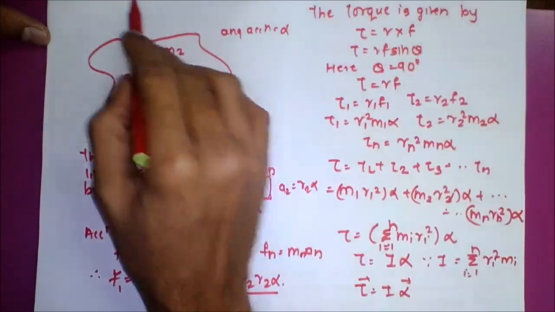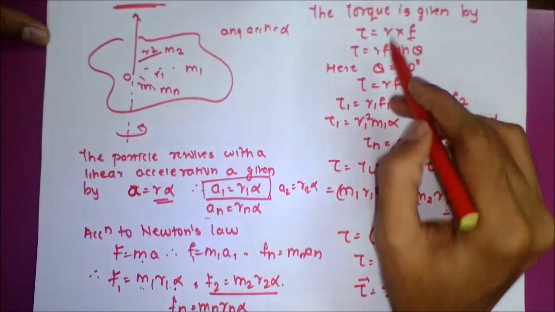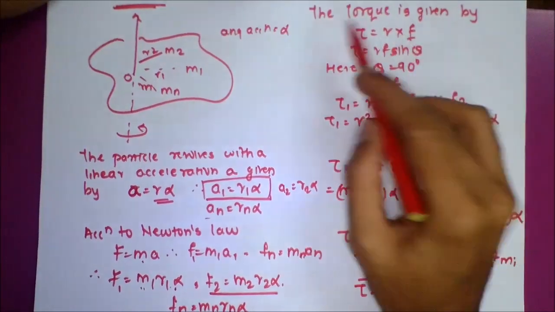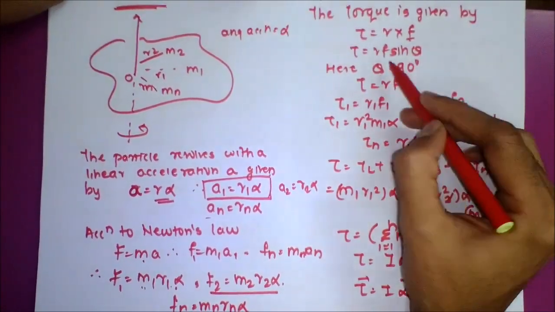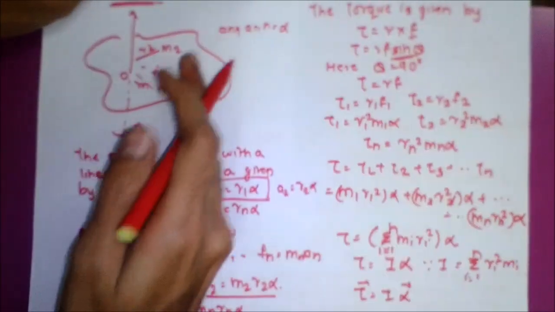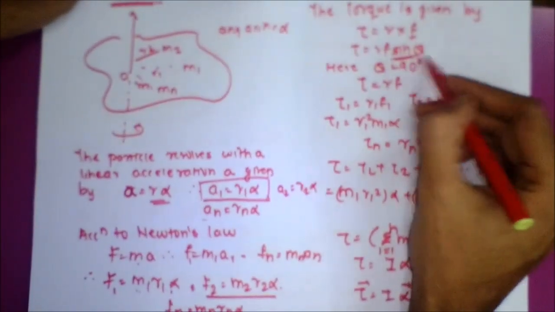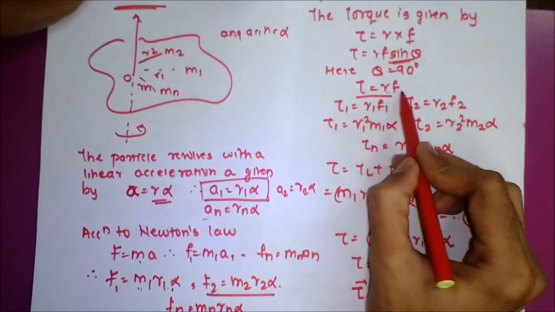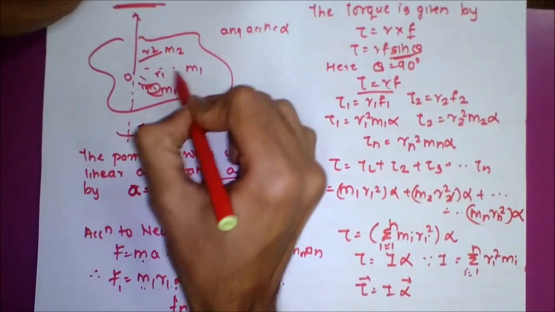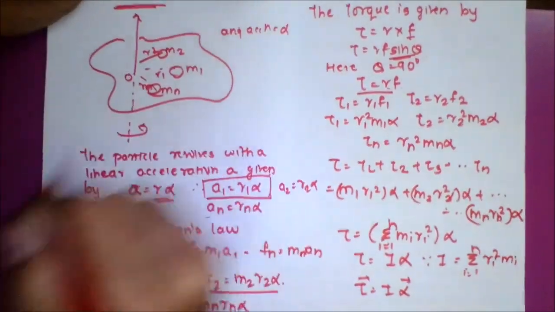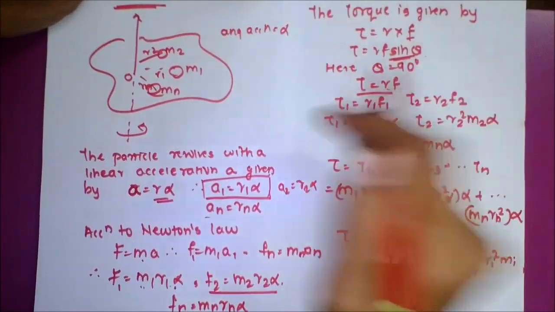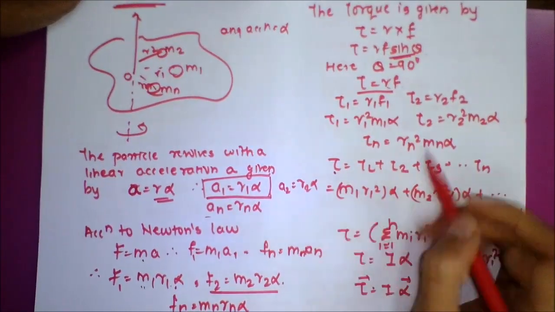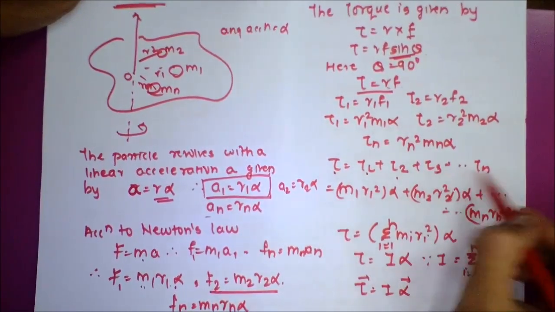Now for the torque we need the force and the position vector. The torque is given by tau equals r F sine theta, but since the particle is moving in a circular direction, theta will be 90 degrees. Sine of 90 gives 1, so we are left with torque tau equals r times F. That torque can be found for the first particle, second, third, and so on for all of the particles, up to n particles, and then we will add them. So the total torque is the torque of the first, second, third, and so on up to the n-th particle.